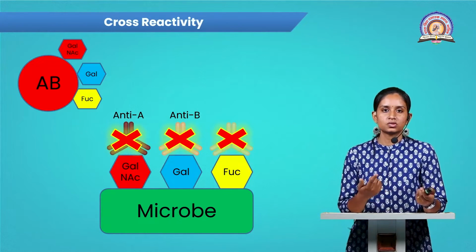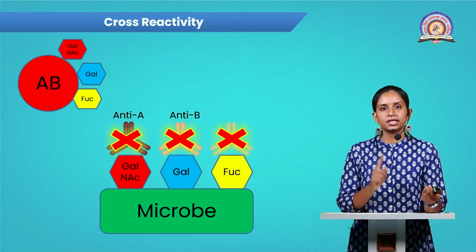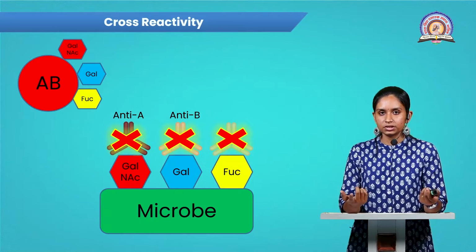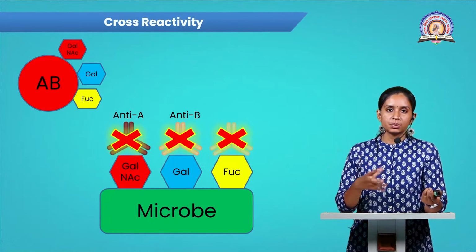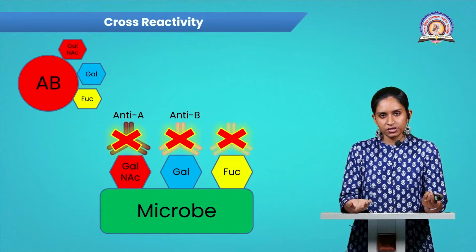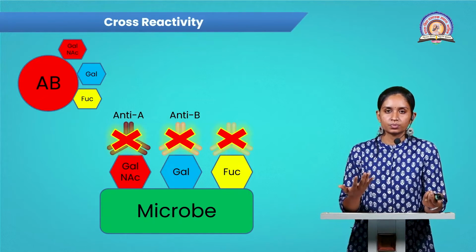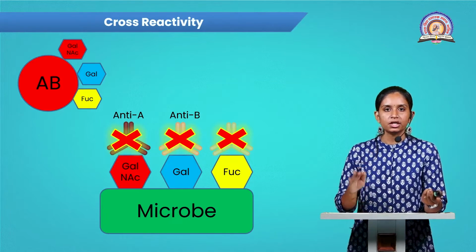So why is this so? Why are these antibodies eliminated? Because even if these antibodies are secreted against microbial antigens, they can go and interact with the blood group antigens present on the RBCs, and if they interact with these antigens, they will activate the immune response, and due to that your RBCs will get destroyed.